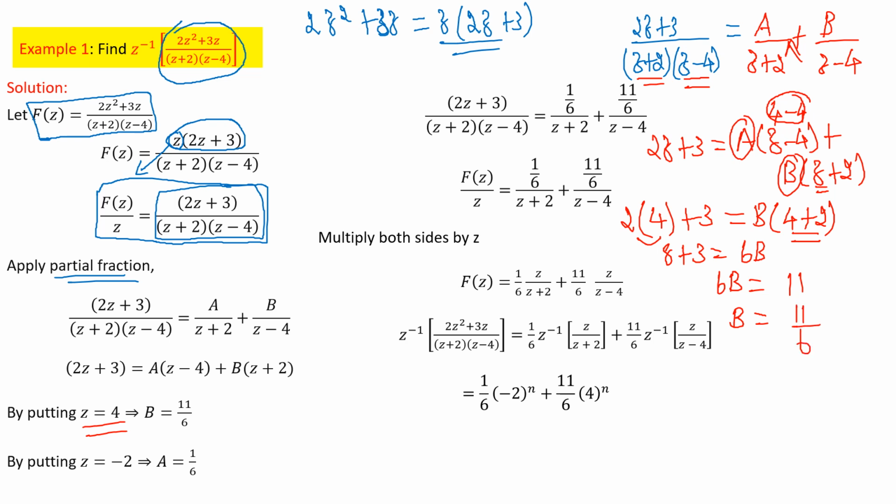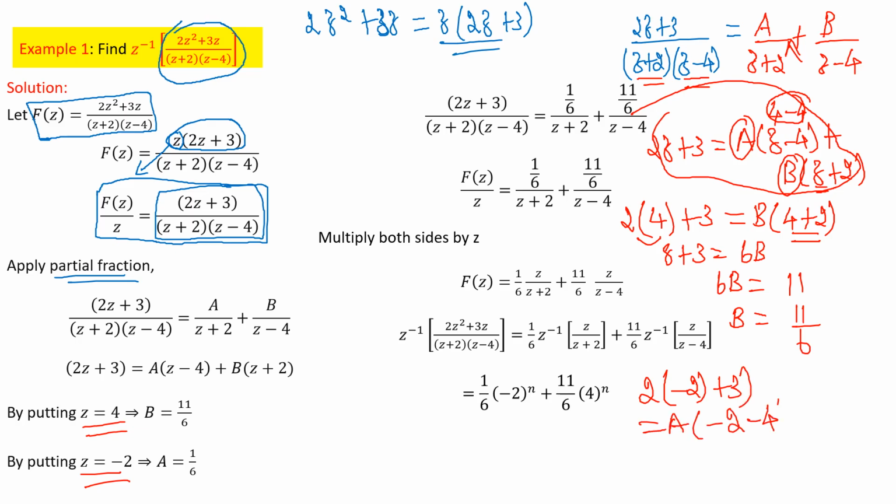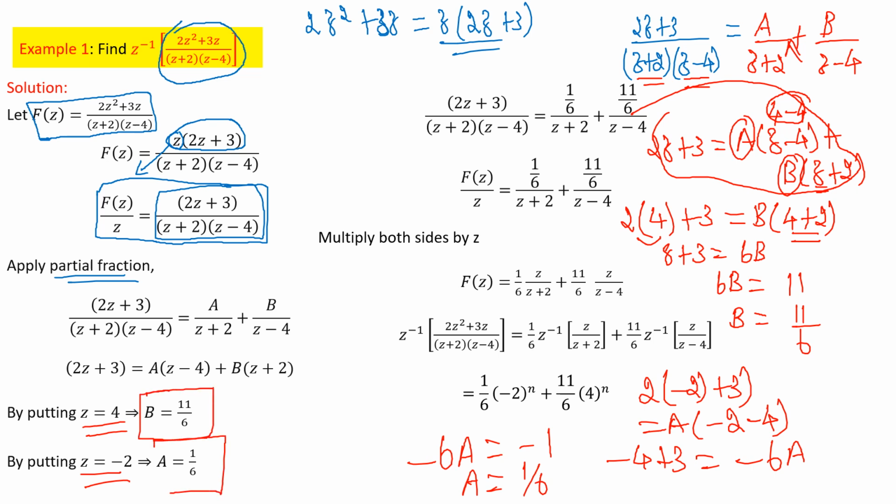Next, to calculate A, I am going to substitute z equal to minus 2. So if I substitute minus 2 in this equation, I will get 2 times minus 2 plus 3, that is equal to A times minus 2 minus 4, the term B will get cancelled. So we have minus 4 plus 3, that is equal to minus 6A, or I can say minus 6A equal to minus 1. So A equal to 1 over 6. So we will get B equal to 11 by 6 and A equal to 1 by 6.